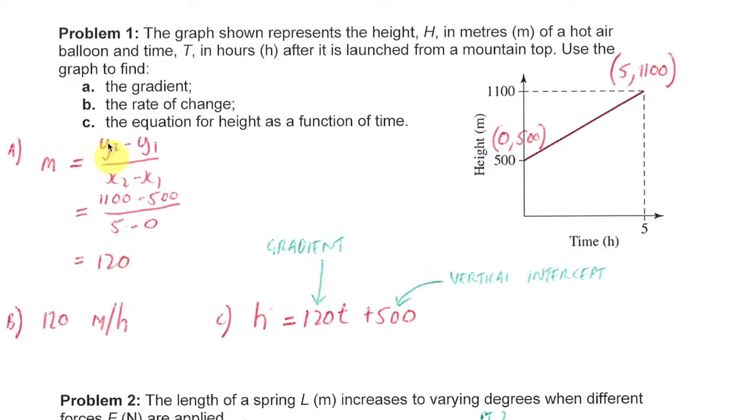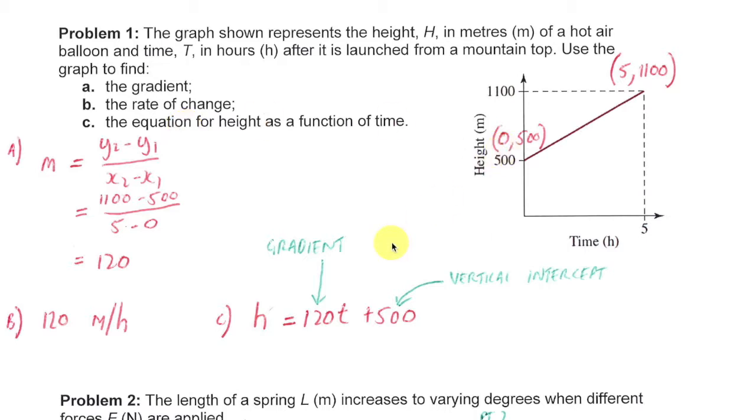That's the gradient. B, what's the rate of change? Well, it's the gradient, but we now include the quantity. So we've got 120, and what we've got there is meters per hour. So we are rising in that hot air balloon at a rate of 120 meters for every hour that goes by. Then we need to find the equation.